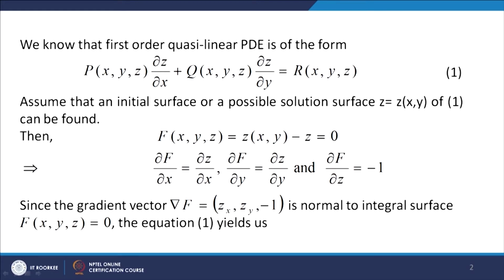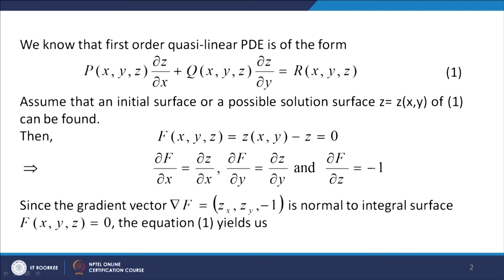Then we can write this equation z = z(x, y) as z(x, y) - z = 0. Let us write z(x, y) - z as a function of x, y, z. So f(x, y, z) will be equal to 0. Then the partial derivatives of f with respect to x, y and z can be determined. The partial derivative of f with respect to x is the derivative of z with respect to x, the partial derivative of f with respect to y is the partial derivative of z with respect to y, and the partial derivative of f with respect to z is -1.